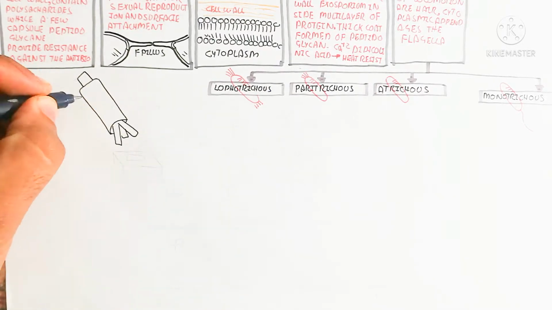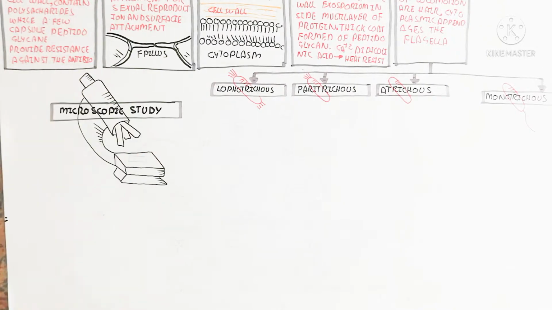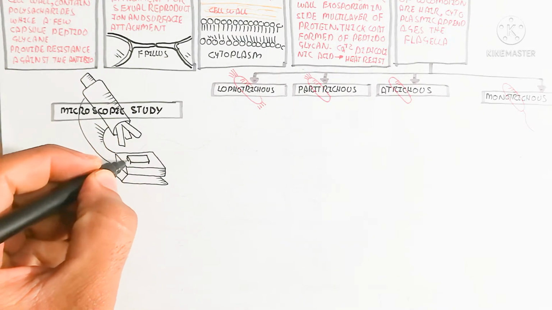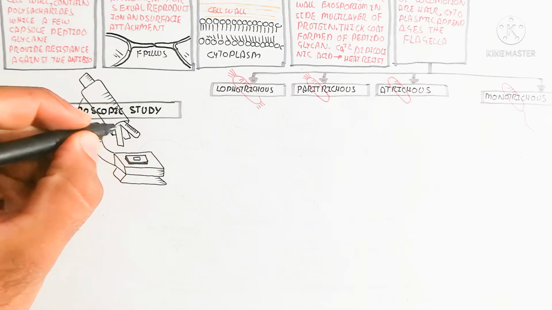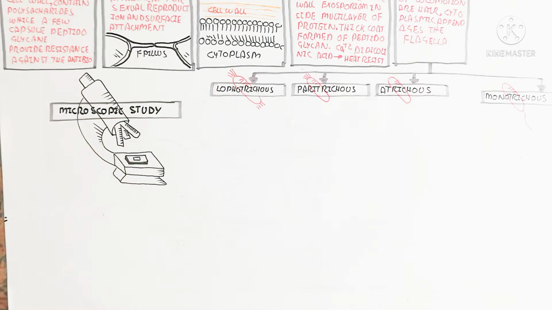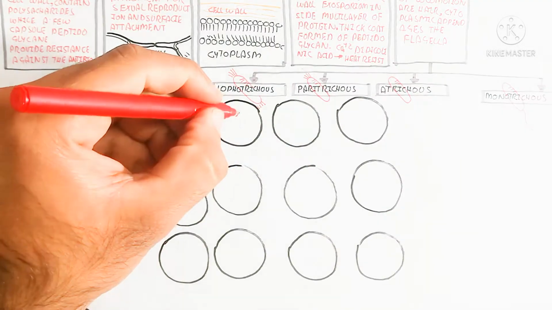So let's begin to understand the microscopic study, which is showing different slides to understand the structure of the DNA, and the structure of the bacteria on the basis of their shape and their structure. So let's begin to understand the shape. On the basis of the shape, we can give the name.